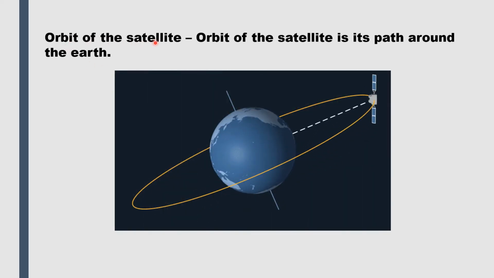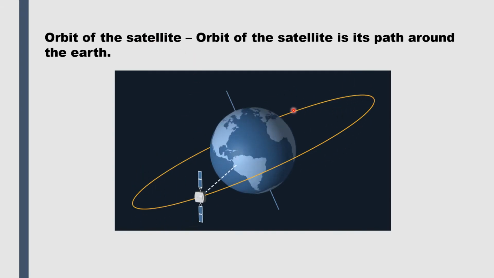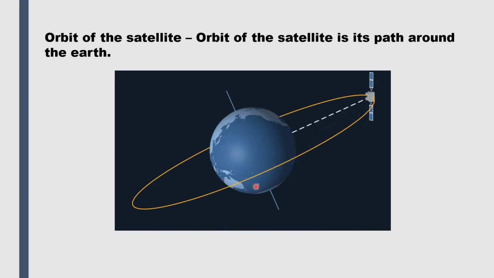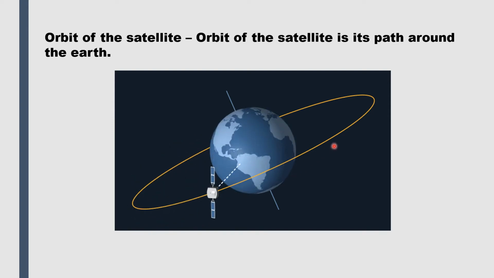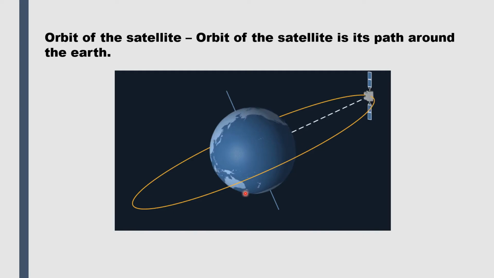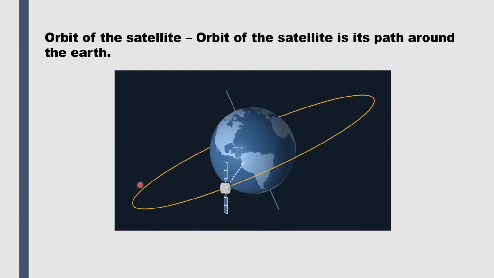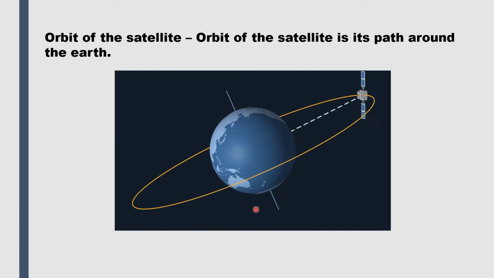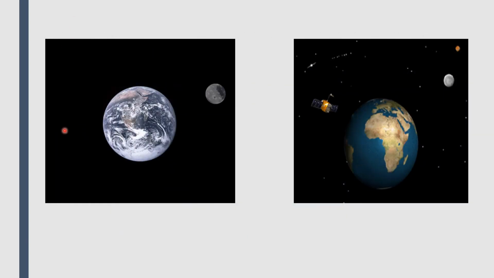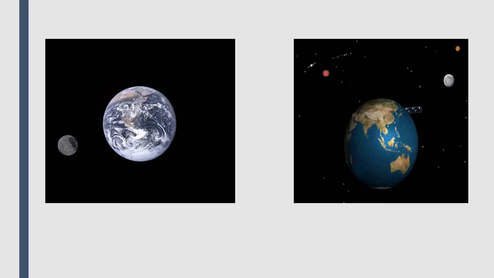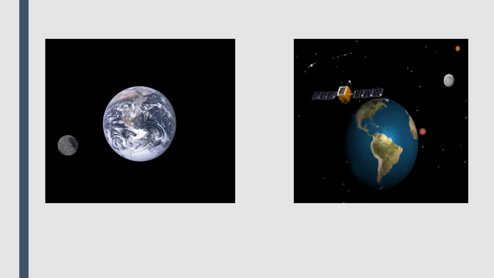Orbit of the satellite. An orbit is a repeating path that an object takes around another one. The object in the orbit is called the satellite. So we can define the orbit of the satellite as its path around the earth. The satellite can be a natural satellite or an artificial satellite. The function of the satellite decides its orbit.